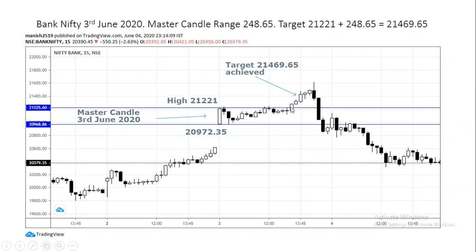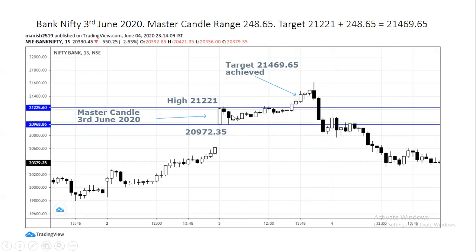Do not take entry in a running candle. See, this candle breaks and closes above the master candle high. So yes, we can say this is the breakout candle. We will take the long trade once this breakout candle closes. Now what will be the target? Your target will be master candle high plus master candle range: 21221 plus 248 points. Okay, 21469 is your target, which was achieved in this candle. So this was a two candles trade after breakout.